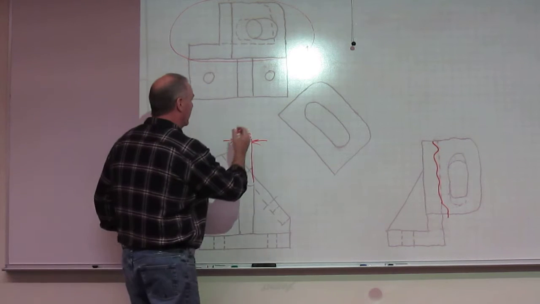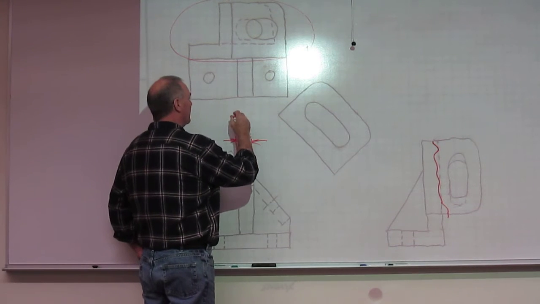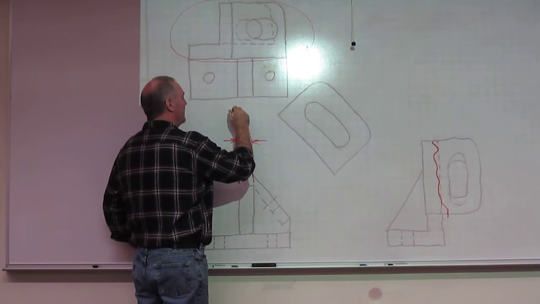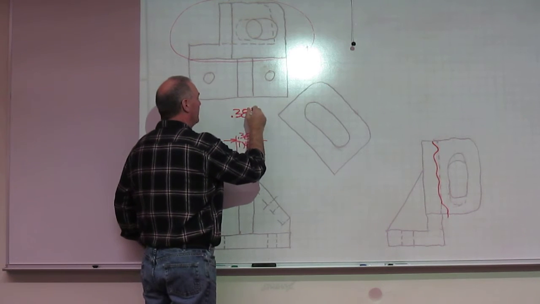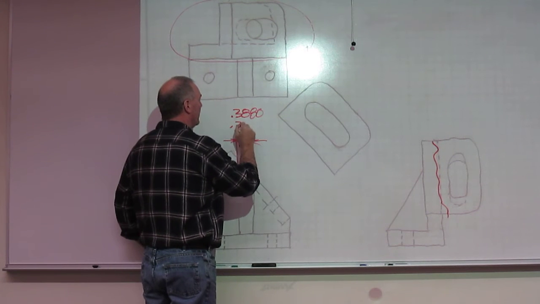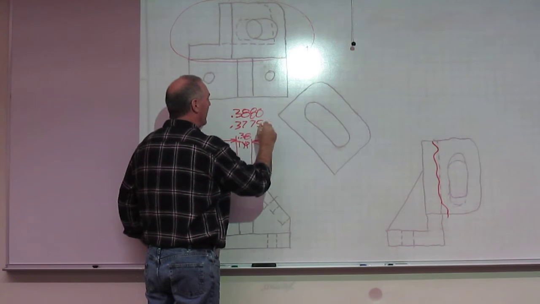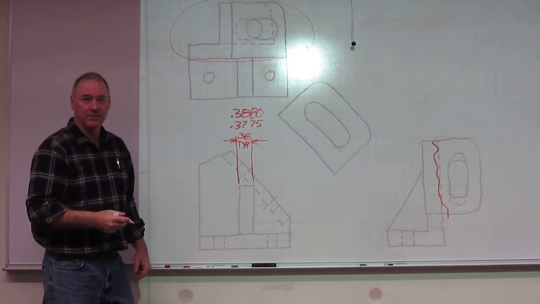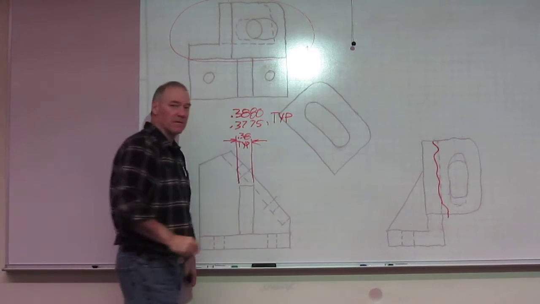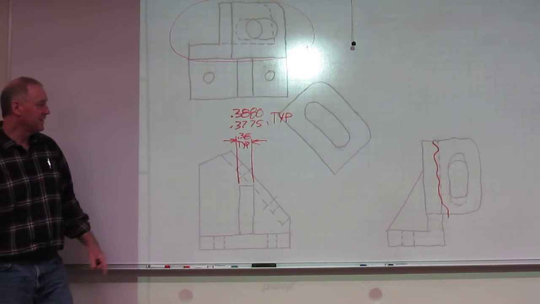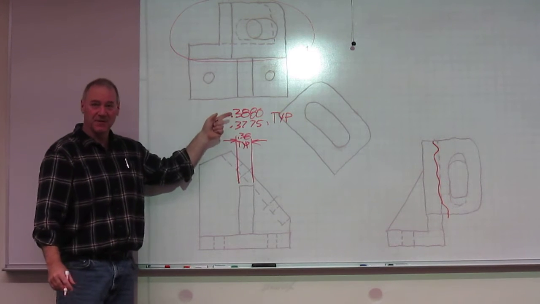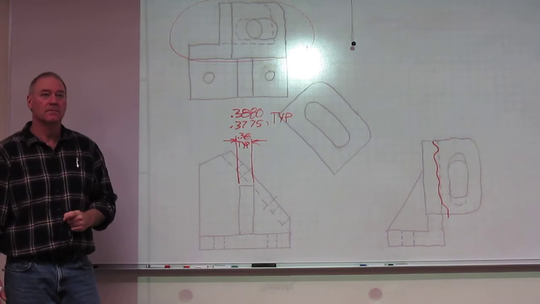So if you were doing something like, the information they gave was on the slot. But let's say it's here, let's say you went 0.3880 and you went 0.3775. Okay, so I was using limit dimensioning. I would still have a comma and then typical. And that's just saying every time you build one of these, that's the dimension you're going to use for every one of them.